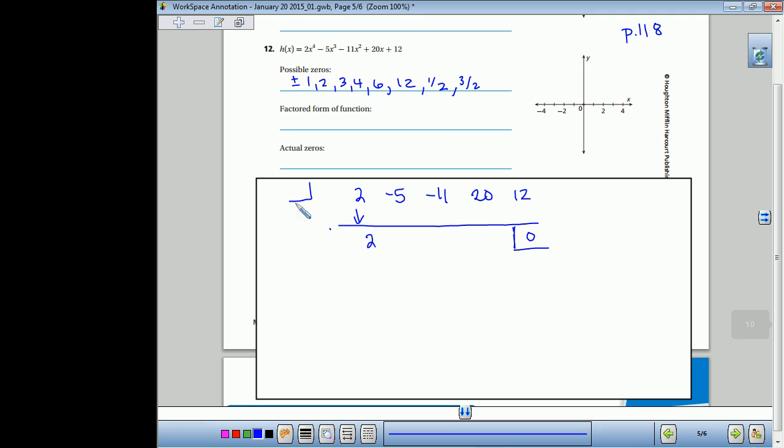Ladies, did positive 2 work? Yes. Gentlemen, did negative 2 work? Yes. Okay, cool. Because if I start with a quartic and I divide it twice, I'm down to a quadratic and things are good. Now, if you had tested positive and negative 1, you would have found that you didn't get 0. You would find a remainder for each one of those. But for sake of time, I told you which one to start with.